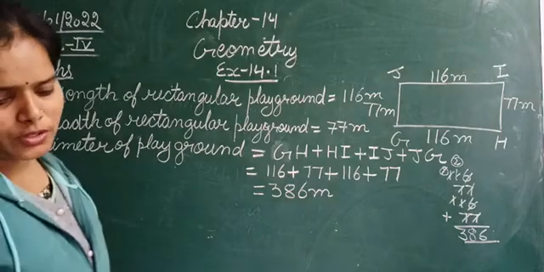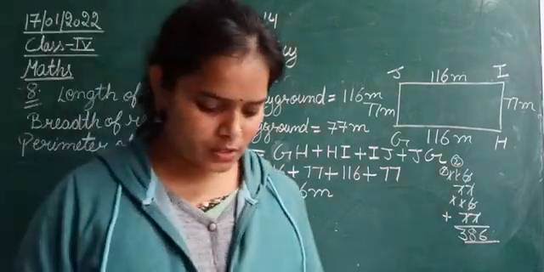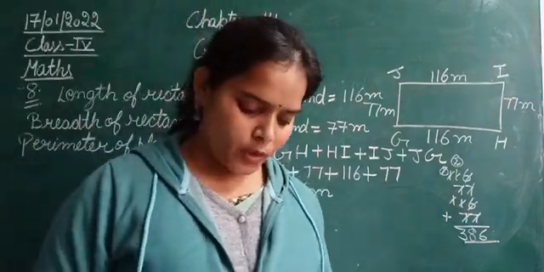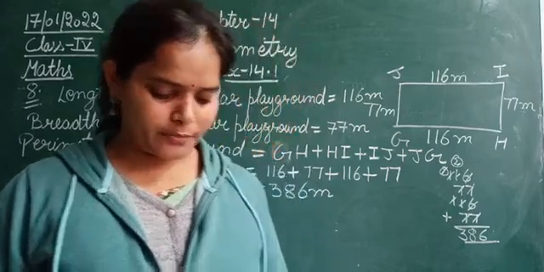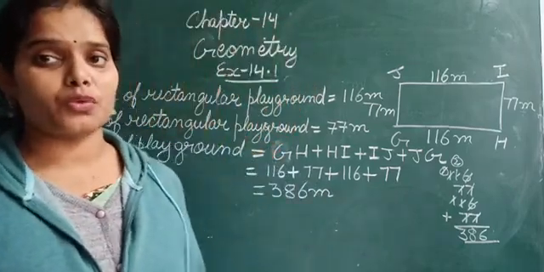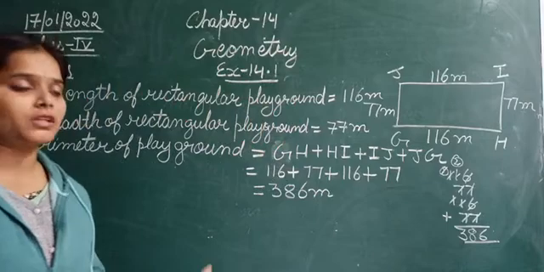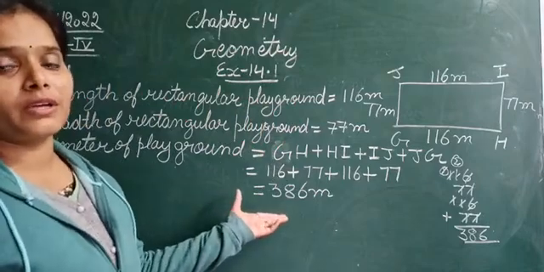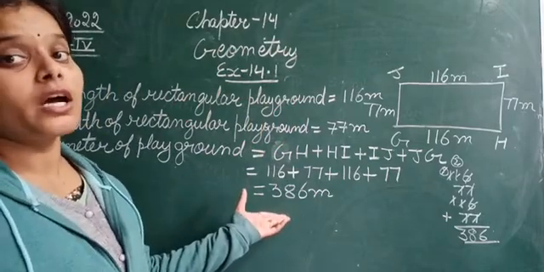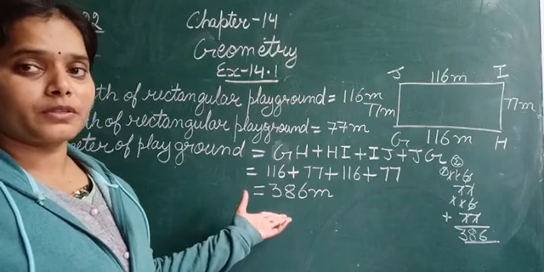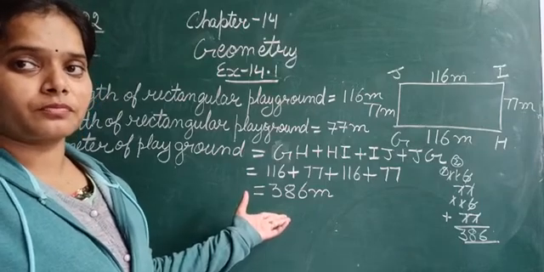Now the question was, what distance will a boy cover in walking around the playground 3 times? So distance covered in 3 rounds. So that we need to find out by multiplying it with 3. So if we multiply the perimeter with 3, we will get the distance he has covered in 3 rounds. So let's multiply and find the answer.